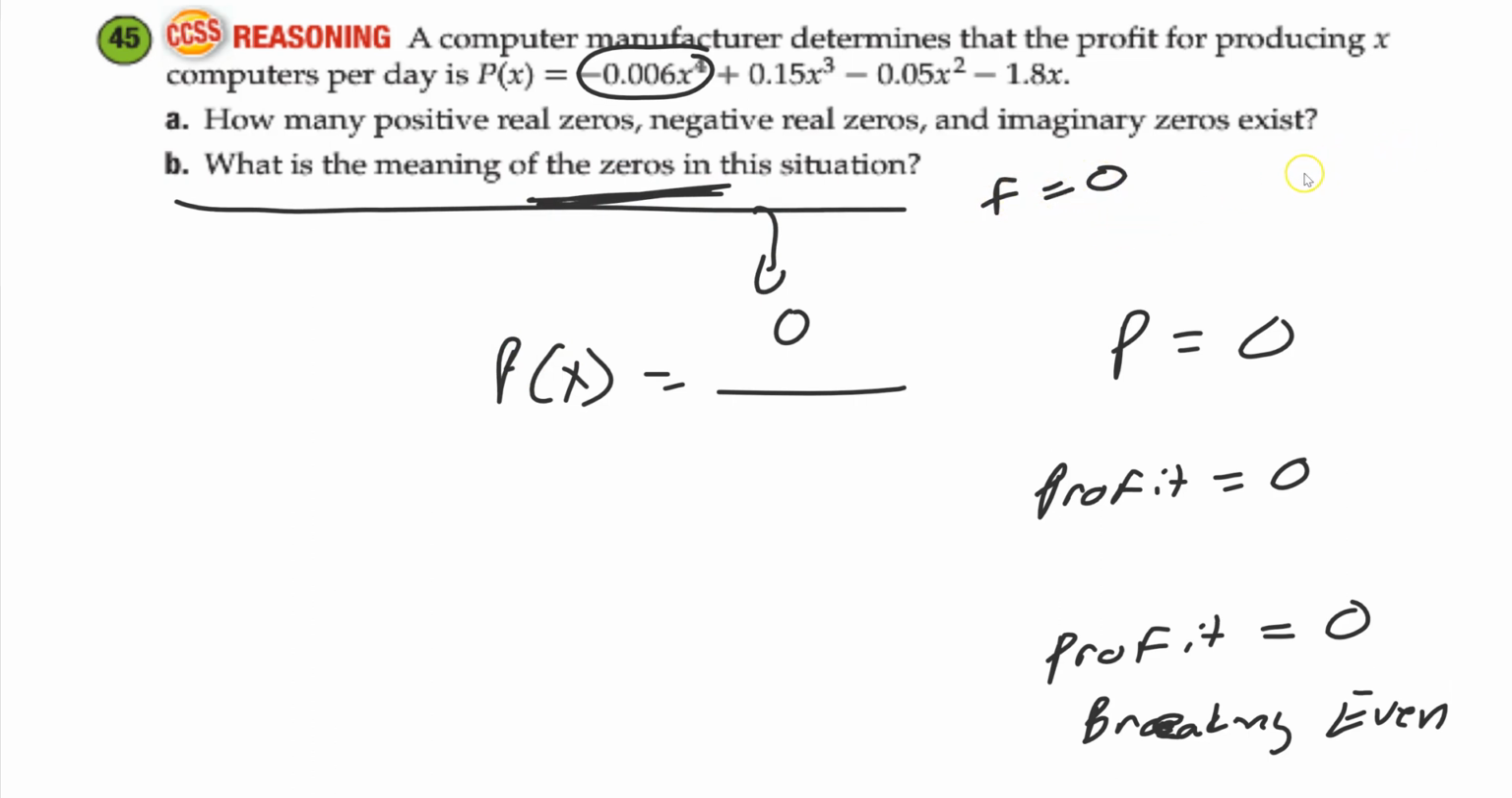If I want you to plug in 0, that's the initial value. But if I want you to set it equal to 0, I'll say find the zeros of the function. Again, what does that mean? So in this case, it means P equals 0, and P is profit, so profit is 0. Anyway, that's the lesson.